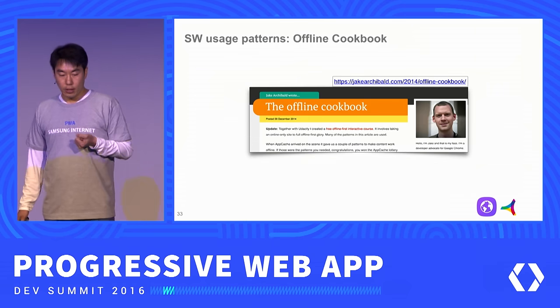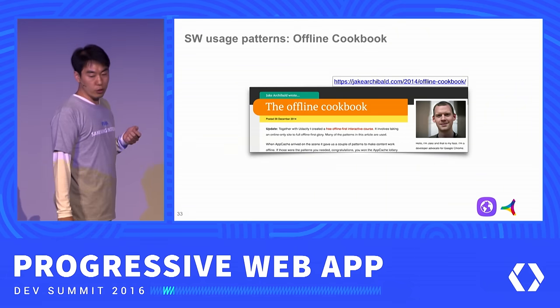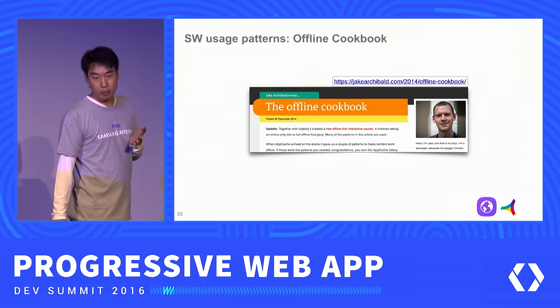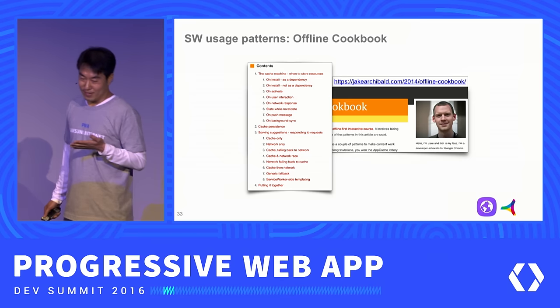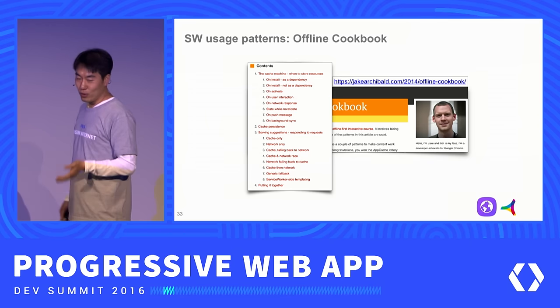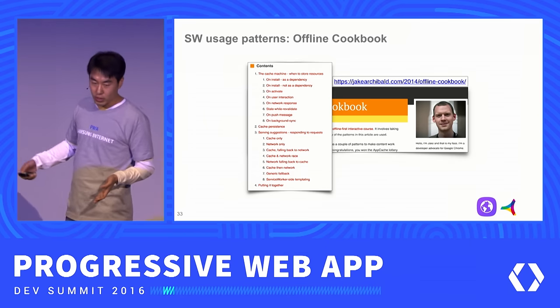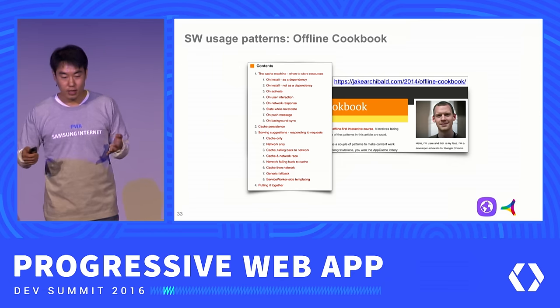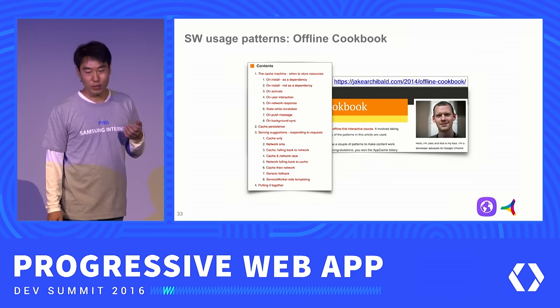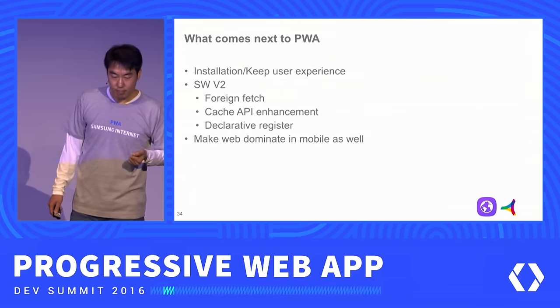So here's the obligatory Jake Archibald picture. And you can check out all those use cases in offline wiki. This is a great site. This is really obligatory material in a different sense.